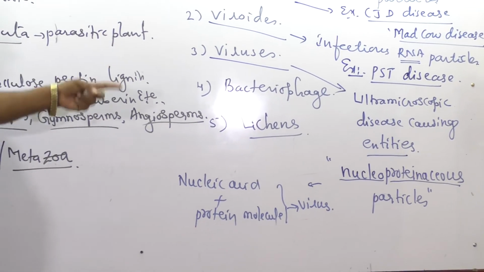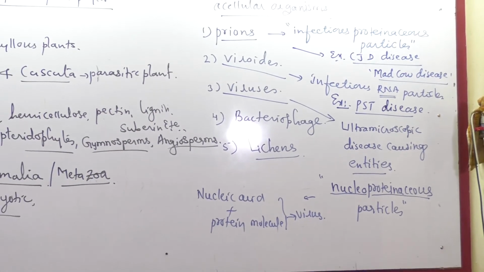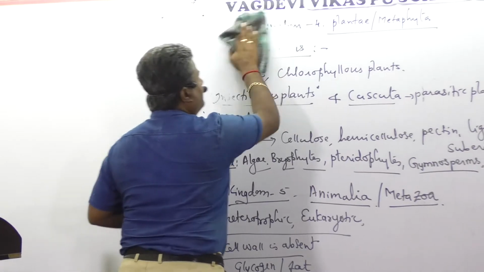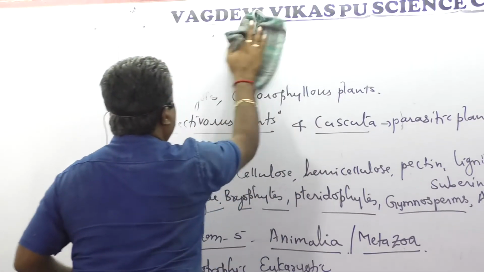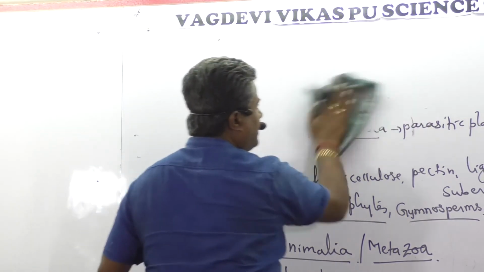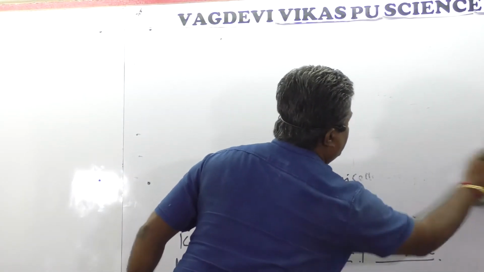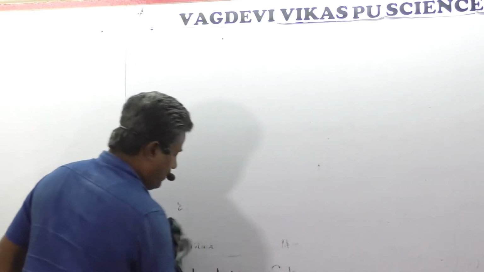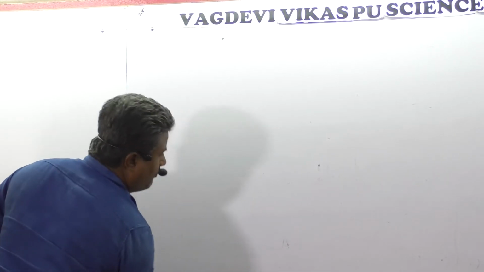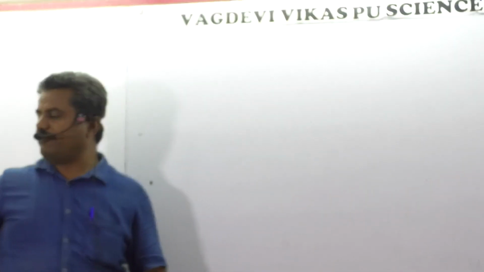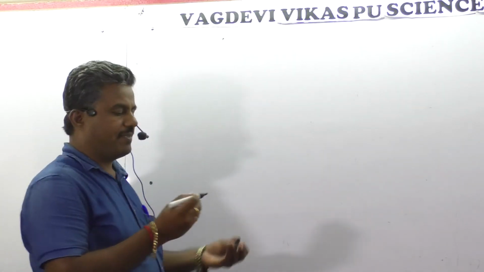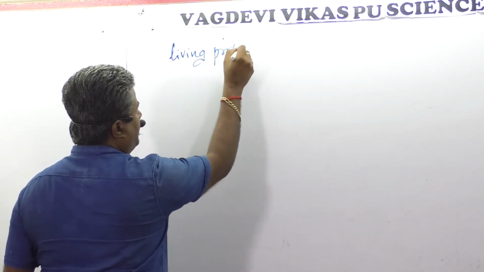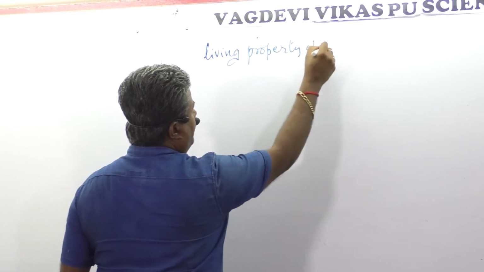Okay, so this is about virus, and virus has two important properties. It has both living property as well as non-living property. It shows dual nature, living as well as non-living property. What are those living and non-living properties of virus? Here, first, the living property of virus.